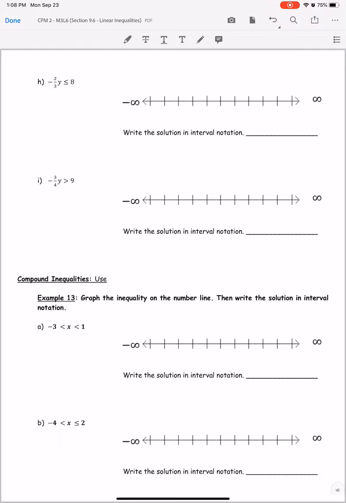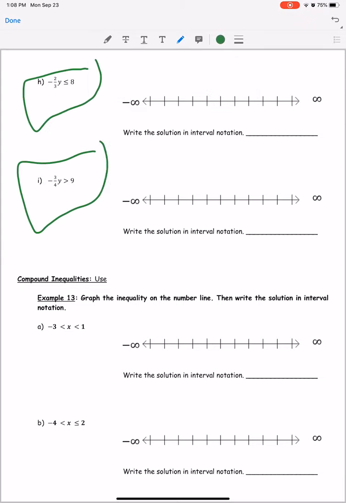All right, and last page, we spent last lecture doing problems like these. You can do these in 2 steps. If you want to do them in 2 steps, you can.